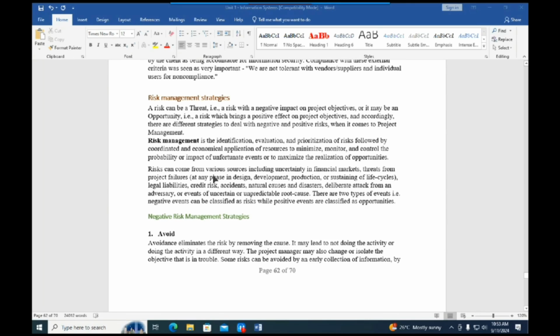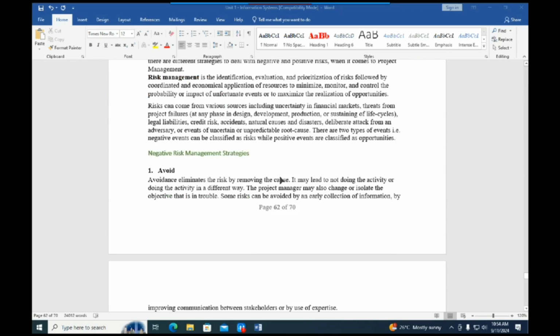So risk management basically involves identifying a risk, evaluating that risk, and prioritizing the various risks that you have. Then engaging economical applications of resources to make sure the risk is minimized, monitored, and controlled, and we have reduced the probability or the impact of unfortunate events, or we have maximized the realization of opportunities in the cases of positive risks.